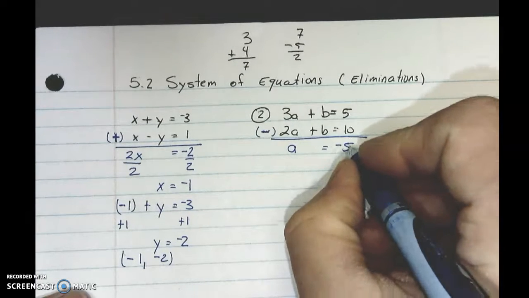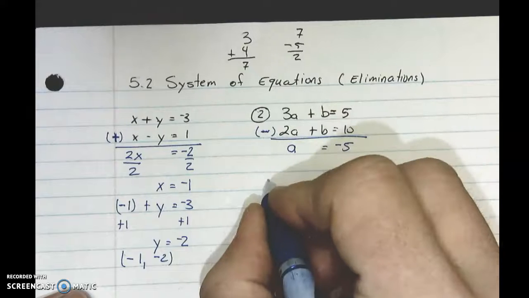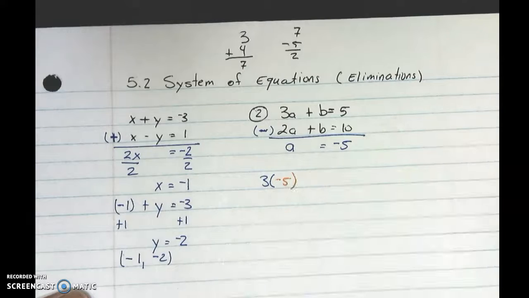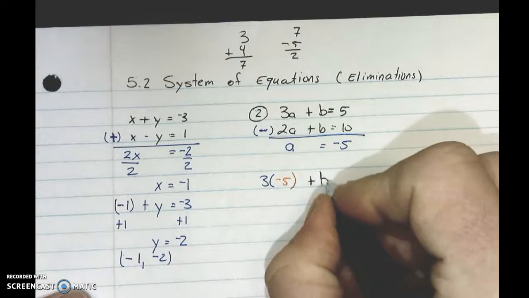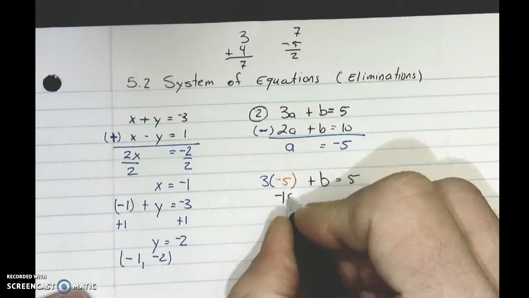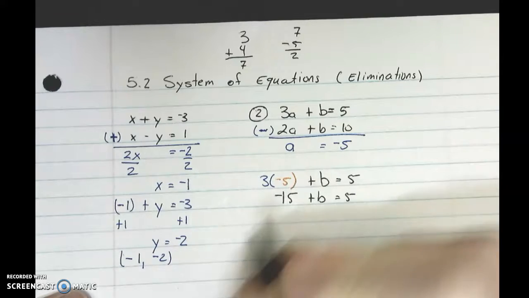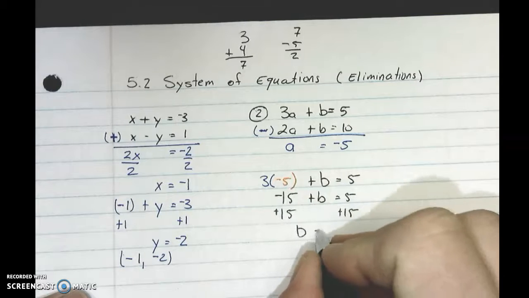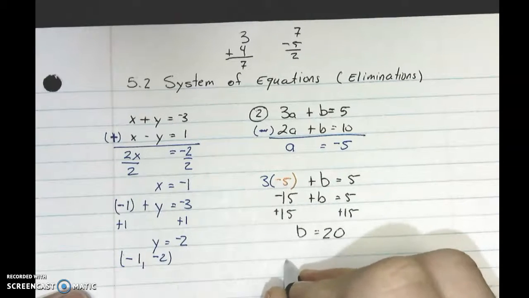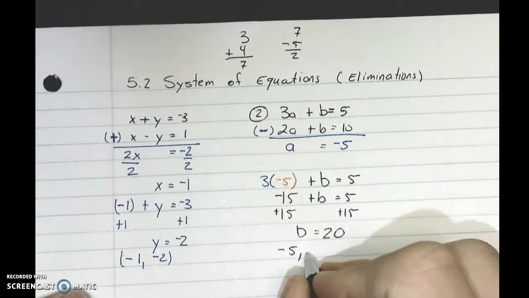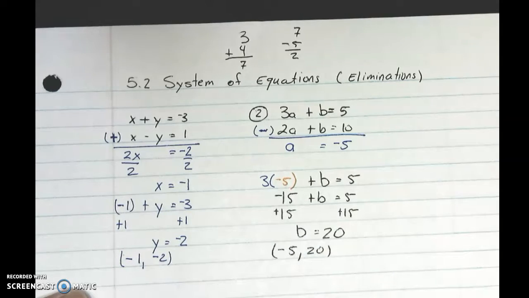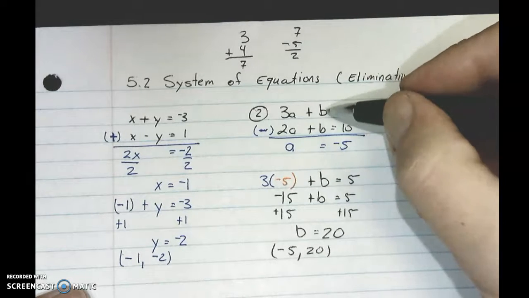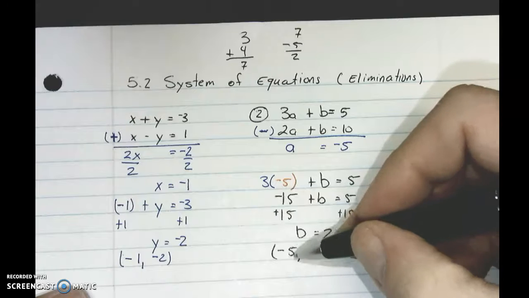So now I can just put this into any one of these two here. I'm going to go with the first one, just trying to change that up so you can see it. So 3 times negative 5 plus b is equal to 5. And then we're just going to multiply those together. And then I'm going to add 15 to both sides. So then my answer would be just like that. And so if we have anything besides x and y, we're just going to go a, b, like alphabetical. The letter that comes first in the alphabet is the first in the ordered pair as well.